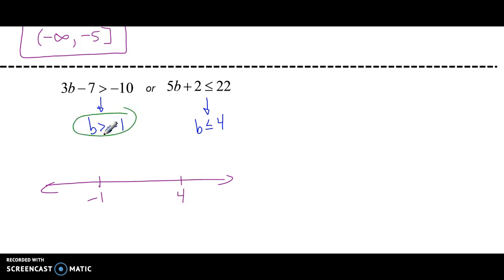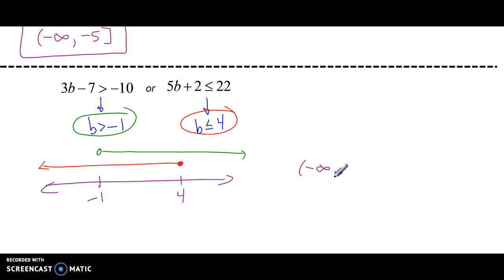Do this one in green. So greater than negative 1 looks like this. I'll do this one in red. Less than or equal to 4 looks like that. And we're using the word or. Or means take everything. It doesn't matter if it's green and red, or just green. You take everything, and in this case, that's literally everything. So the solution set here would go from negative infinity to infinity.